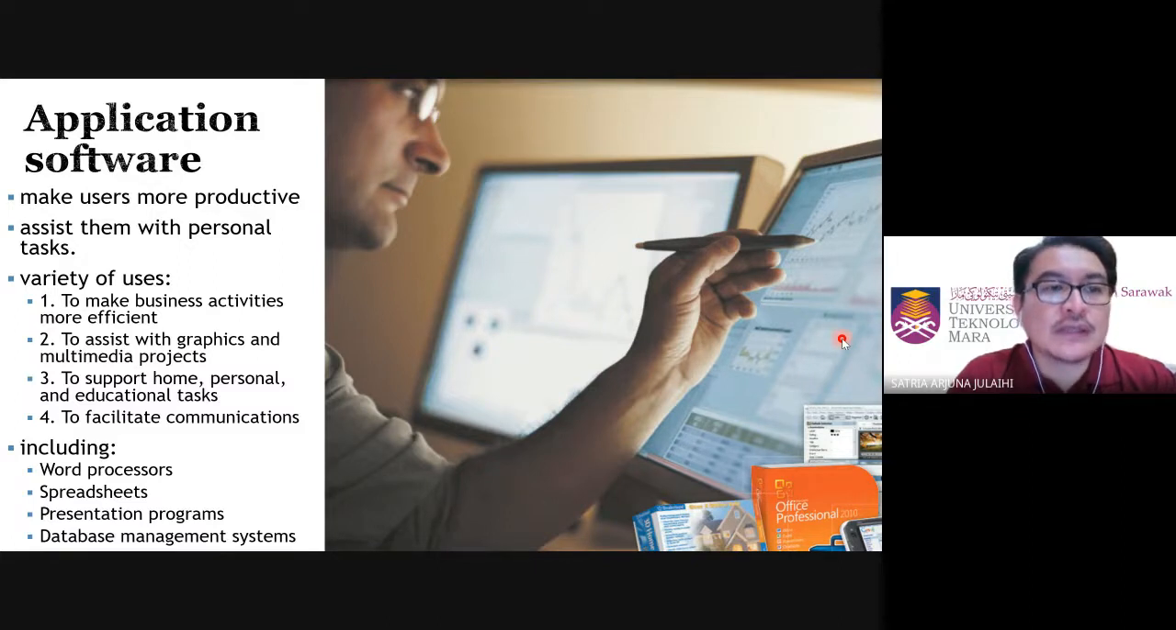Variety of users, to make business activities more efficient, to assist graphics and multimedia projects, to support home, personal, and educational tasks, and to facilitate communication. So you can see the spectrum of usage of application software. And these include word processor, for example, Microsoft Word, spreadsheet, for example, Microsoft Excel, presentation program like Microsoft PowerPoint, and database management system, for example, Microsoft Access.